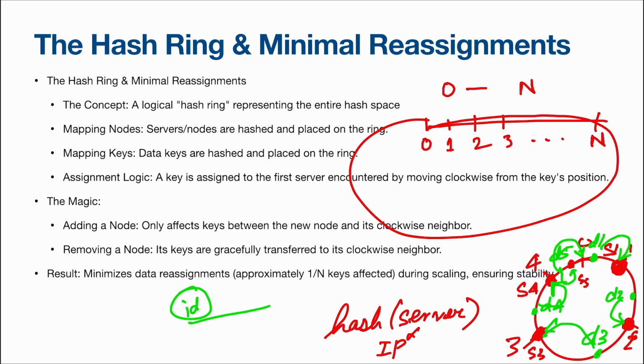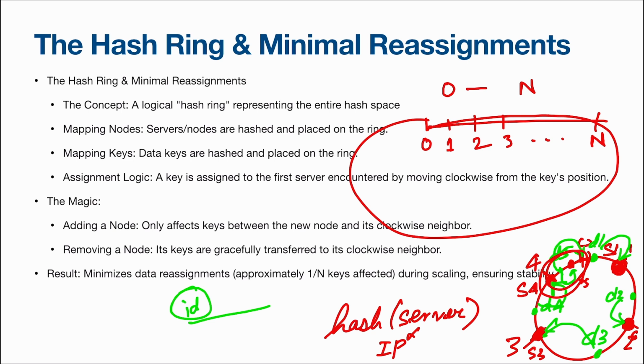So what is the advantage of this? Clearly you can see only a fraction of the keys are affected, not the whole ring, not all the hash keys. You can see that D1 is still in S1, D2 in S2, D3 in S3. Only a fraction of the keys are affected by it. So we don't really need to move data across everywhere and cause mayhem.